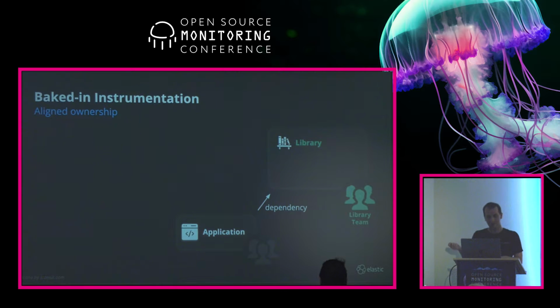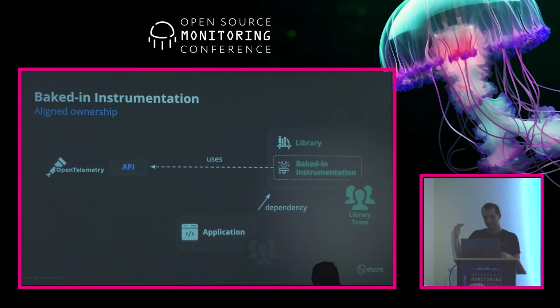You have your application that uses a library as a dependency, and that library has the baked-in instrumentation natively. So the instrumentation lives within the application, within the library source code, and what it uses is the OpenTelemetry API. One key feature of OpenTelemetry is that you have an API and an SDK, and those are two separate things. Your library doesn't need to depend on the whole OpenTelemetry SDK. It's enough to just depend on an API package.